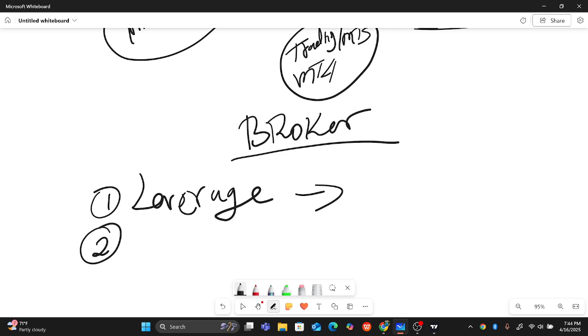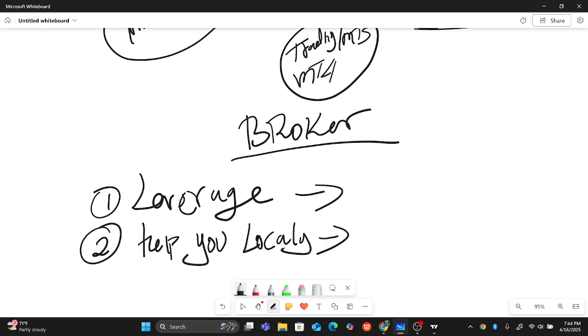Number two, the broker is here to help you locally. If you're from Kenya, there are brokers that are very easy; you just use your ID to register. If you have a broker in your country, this will help you to deposit money with the local method you normally use. In Kenya we use M-Pesa, so most of the regulated brokers here offer deposits through M-Pesa, and I find it very, very easy.